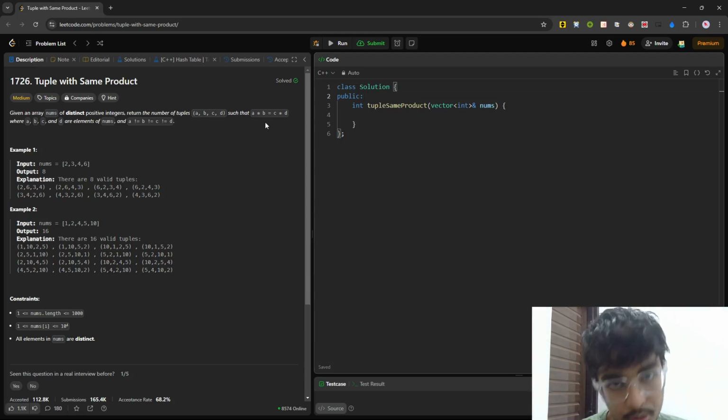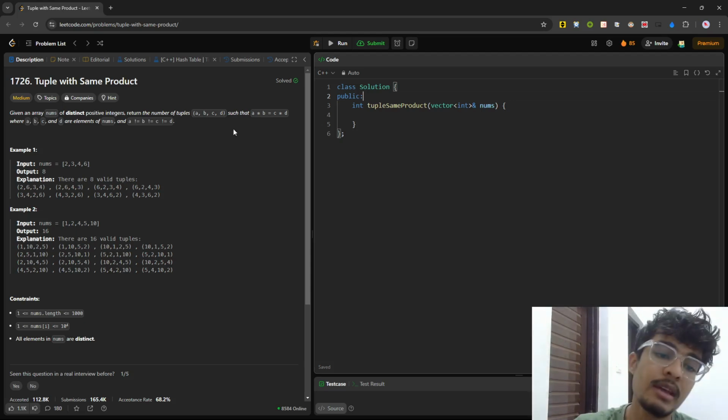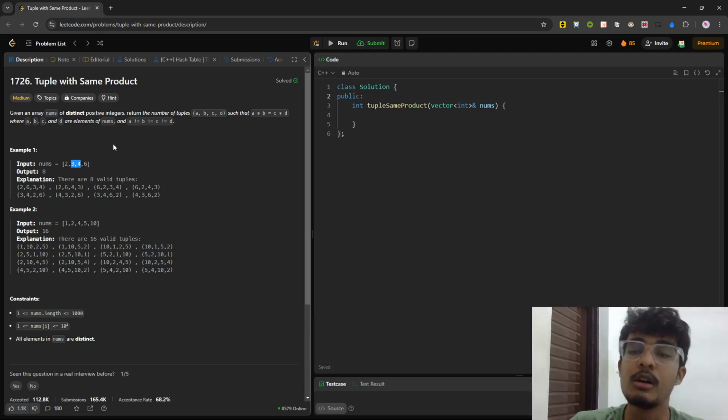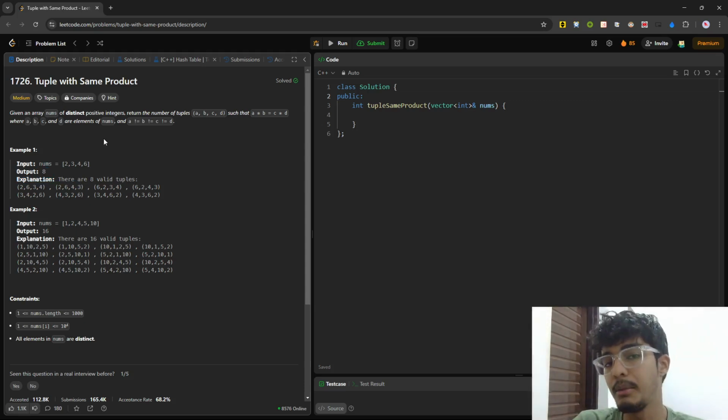So what we are going to do here is find the frequency of pairs for all the possible products. For example, in example number 1, the frequency of product 12 is 2. Why? Because we can make two unique pairs, which are 3 comma 4 and 2 comma 6. Now for 12 we have frequency 2, so I can make 8 tuples. Why? Because I can choose these two pairs to make one tuple, and that one unique tuple can be permuted in 8 ways as per the question.